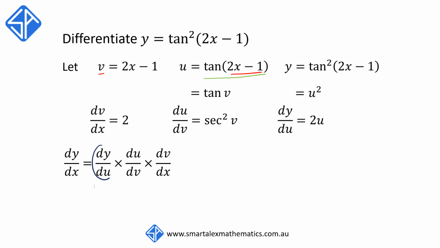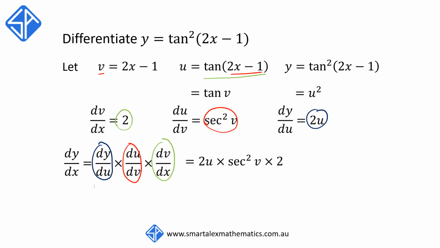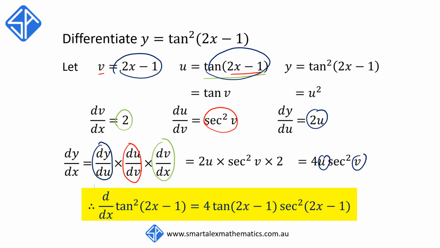So we're going to replace dy on du with 2u, we're going to replace du on dv with sec squared v, and we're going to replace dv on dx with 2. So this is going to give us 2u times sec squared v times 2, which cleans up to 4u sec squared v. And for our last step, we're just going to replace the u with tan of 2x minus 1 and the v with 2x minus 1. So our final answer is the derivative of tan squared of 2x minus 1 is 4 tan of 2x minus 1 times sec squared of 2x minus 1.